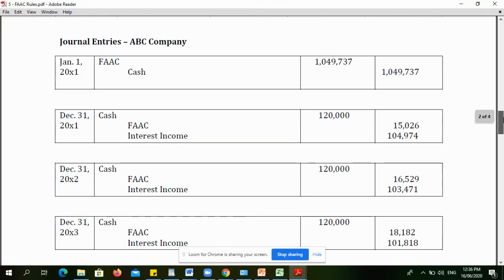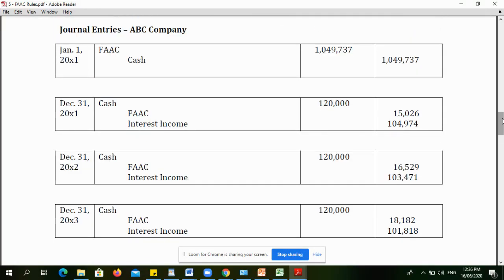Okay. Let's look on the journal entries. Pansinin nyo, we debit FAAC, we credit cash. Kasi si ABC Company, nagbayad siya ng 1,049,737 para bilhin ang security or ang debt instrument. So, okay. Pansinin nyo, anong nangyayari sa FAAC?